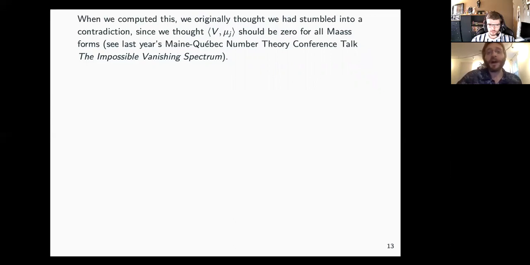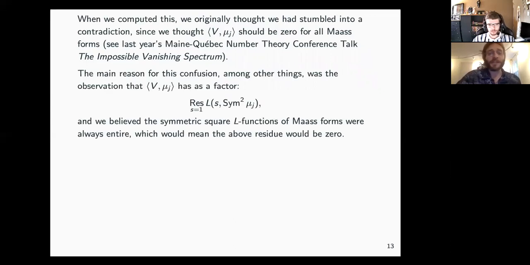And the reason we thought that these inner products vanished is because it turns out that they had as a factor the residue of the symmetric square L functions of these Maass forms. And most of the citations that we could find on symmetric square L functions of Maass forms say that they're entire.